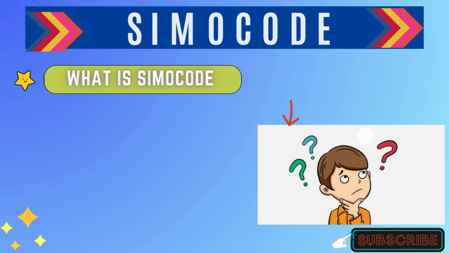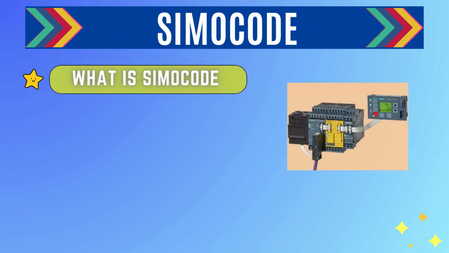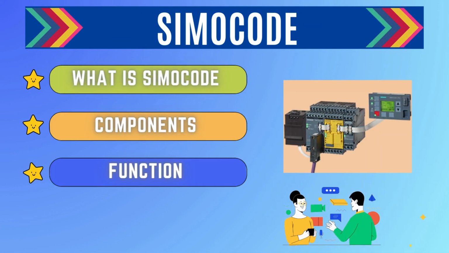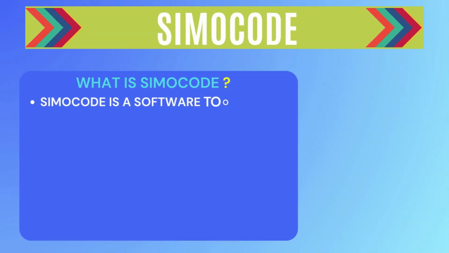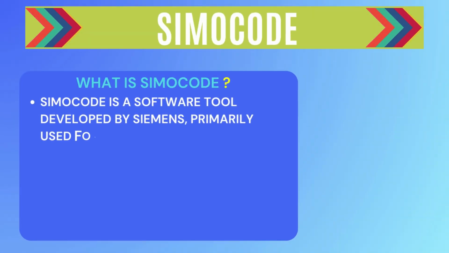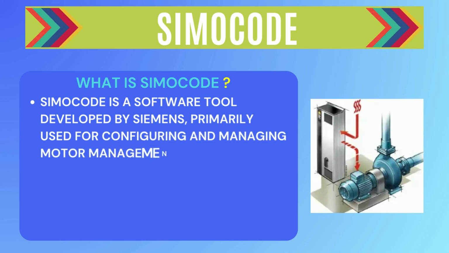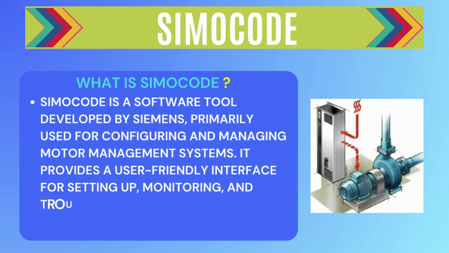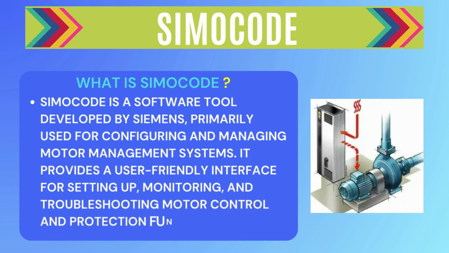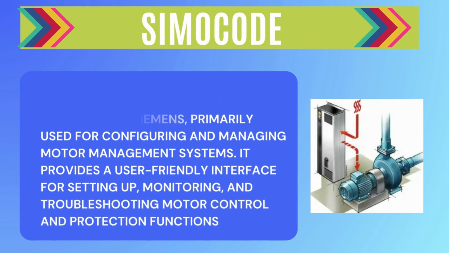Today we discuss Simocode. What is Simocode, its components, functions and applications. So let's start. Simocode is a software tool developed by Siemens, probably used for configuring and managing motor management systems. It provides a user-friendly interface for setting up, monitoring and troubleshooting motor control and protection functions.